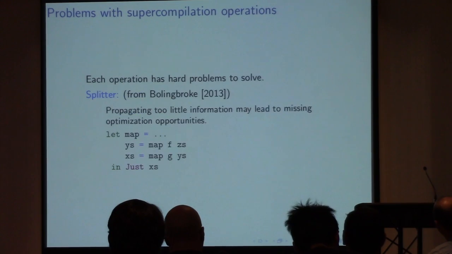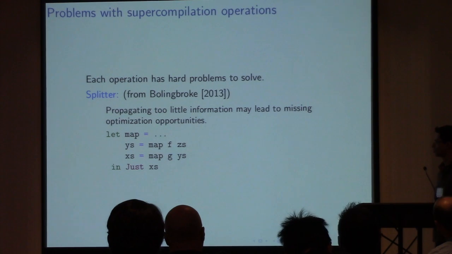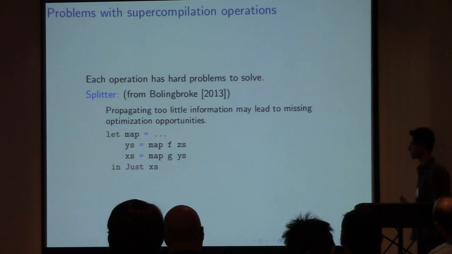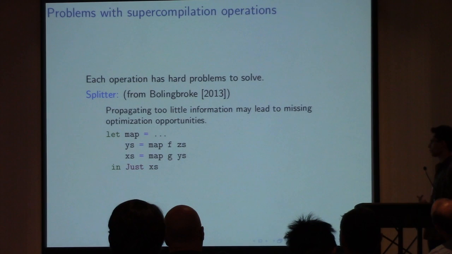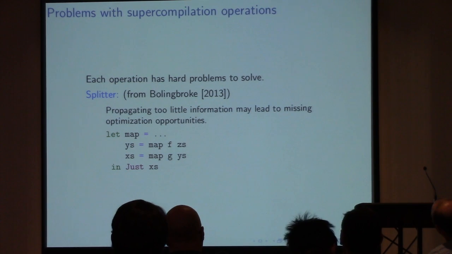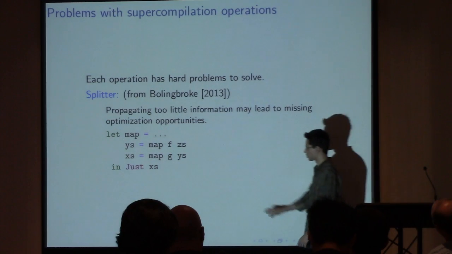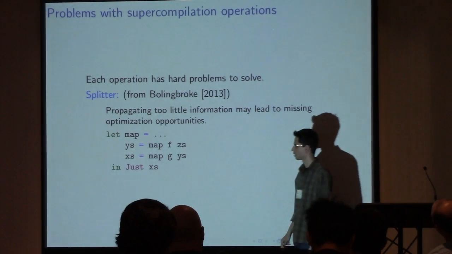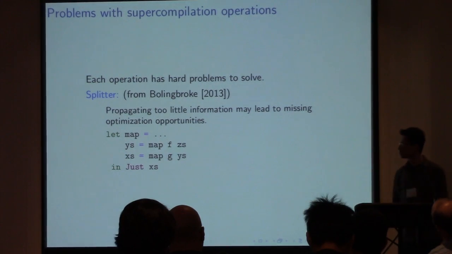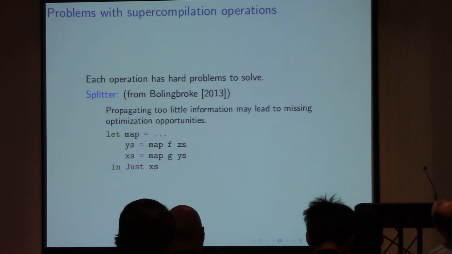On the other hand, if we propagate too little information, then we miss some optimization opportunities. In this case, there's a deforestation opportunity, but if you don't pass the definitions of map, YS and XS while evaluating this term, then we can't deforest. We can't optimize this term. So this is exactly the opposite of the previous problem.